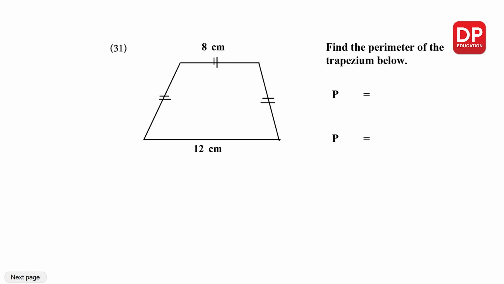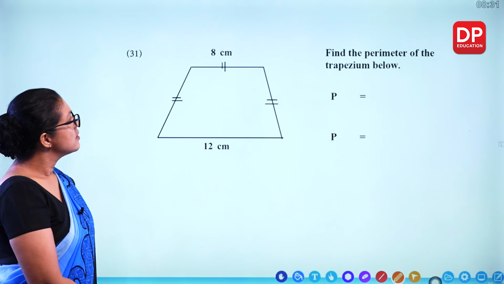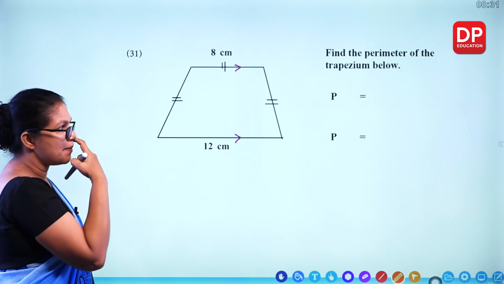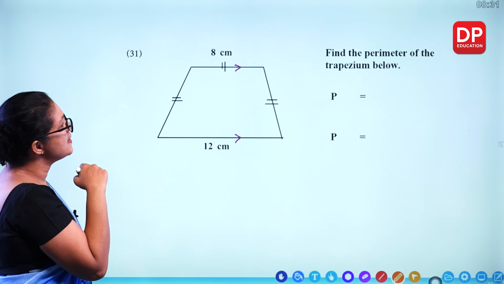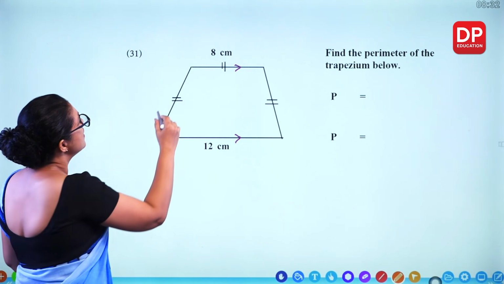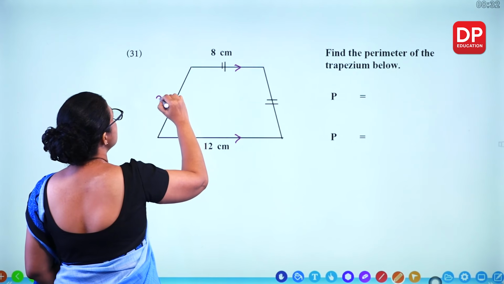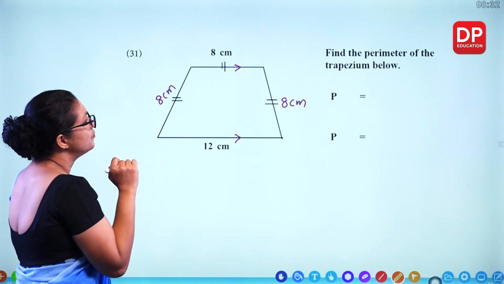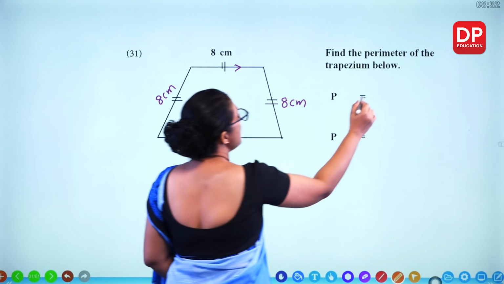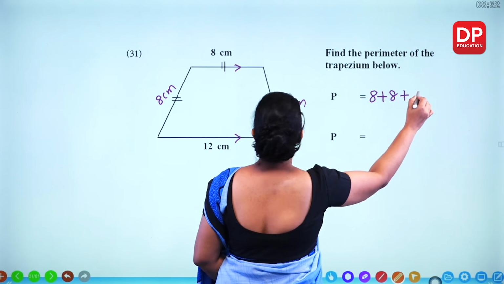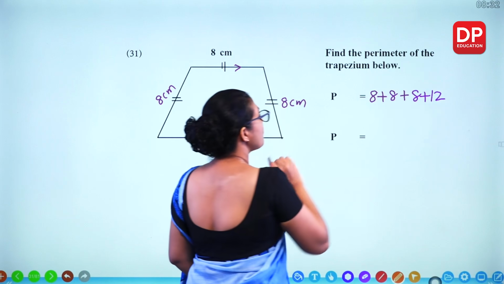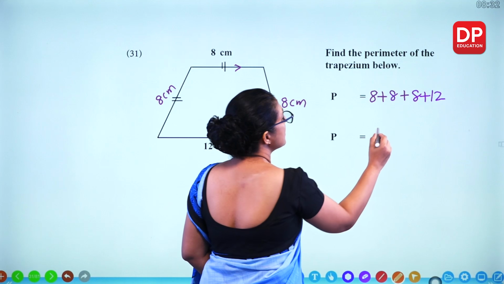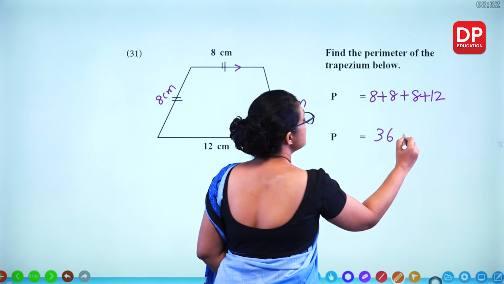This is also a quadrilateral. What do you call that? Trapezium. If these two lengths are parallel, we call that a trapezium. Find the perimeter of the trapezium below. Here, these lengths are equal. If this is 8, this is also 8. This is also 8. So, just add all the lengths. 8 plus 8 plus 8 plus 12. 12 plus 8, 20. 20 plus 16, 36. Centimeter is the unit.